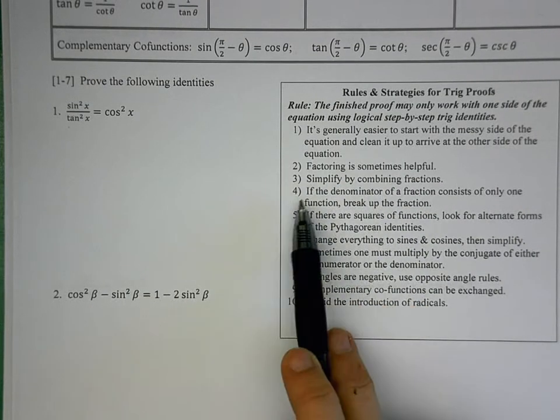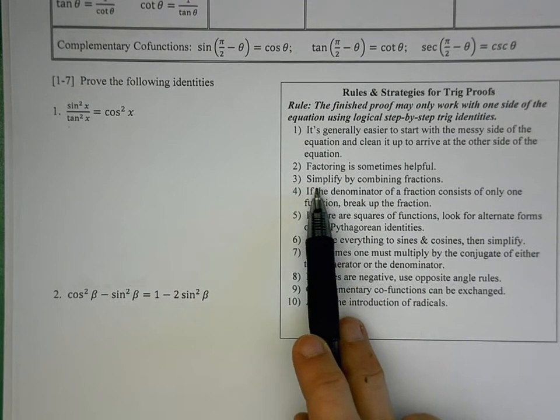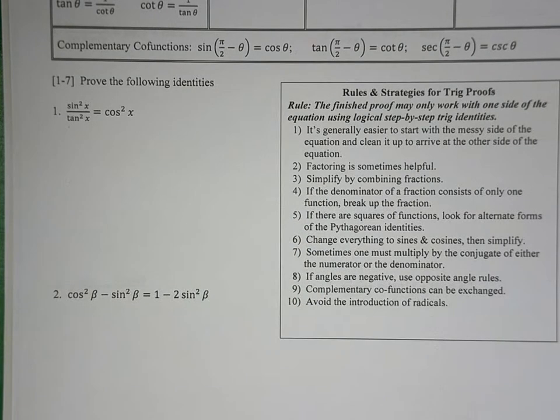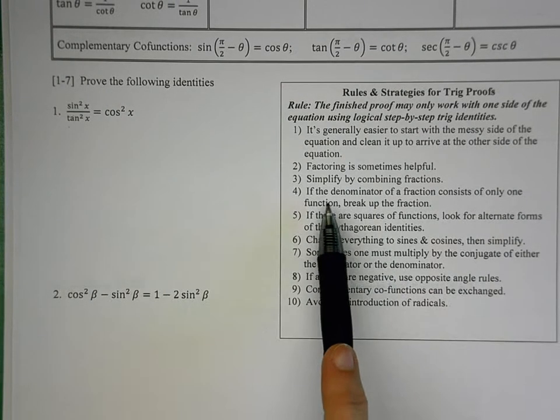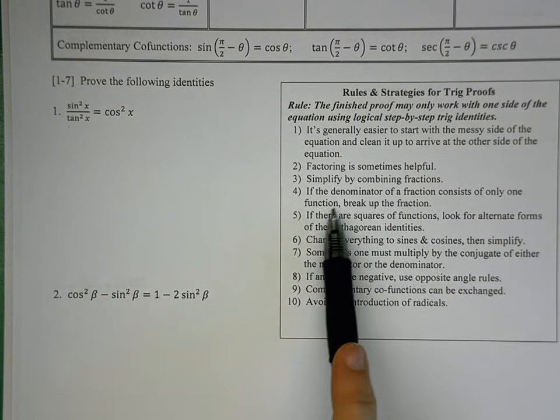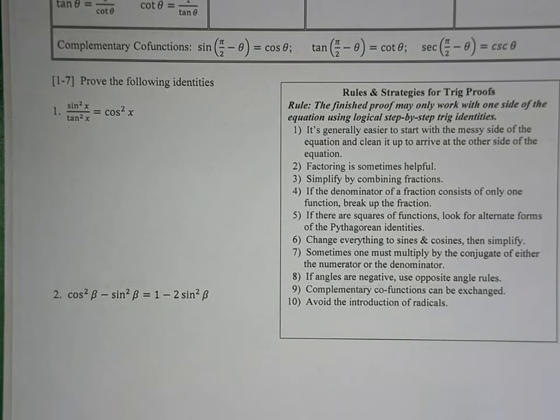Again, looking for GCFs or trinomial factors. Number 3, we can simplify by combining fractions, right? If you see a common denominator you can find, a lot of these are going to sound kind of like objective 2. Number 4, if the denominator of a fraction consists of only one function, break up that fraction.